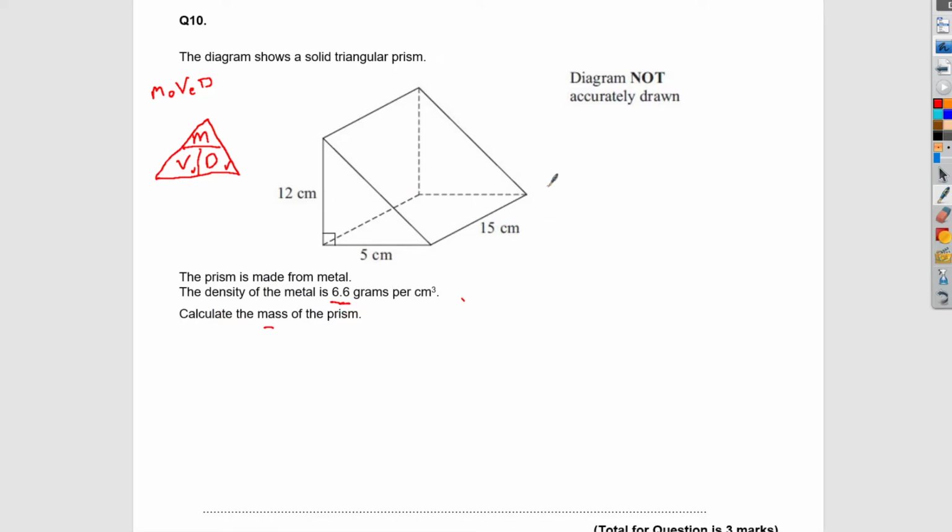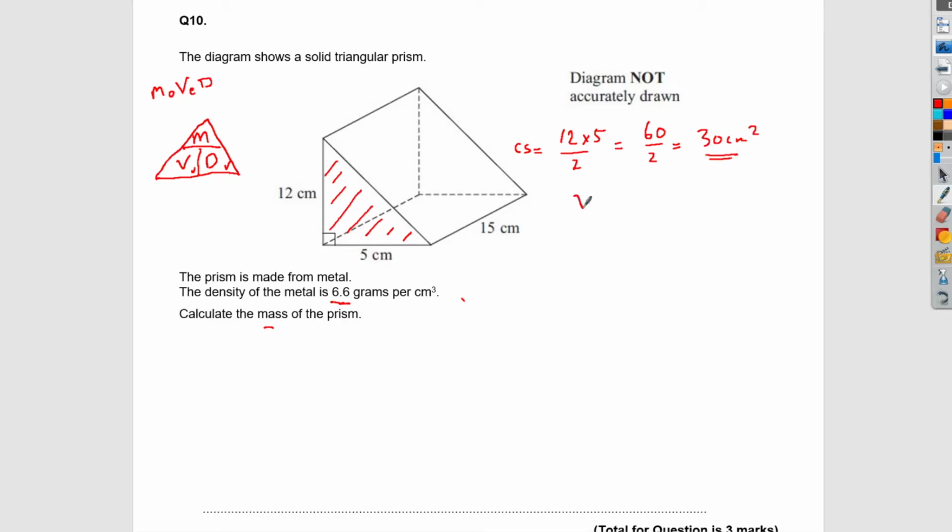Let's do the volume first. To work out the volume, I need to work out the cross section. So this is a triangle, and the way we work out the area of the triangle is height times base shared by 2, because it's half a rectangle. So I'll do 12 times 5 and share it by 2. We'll call it CS because it stands for cross section. So the area of the cross section, 12 times 5 is 60. Half of 60 is 30 centimeters squared.